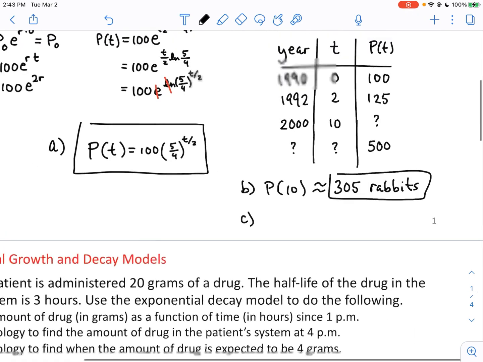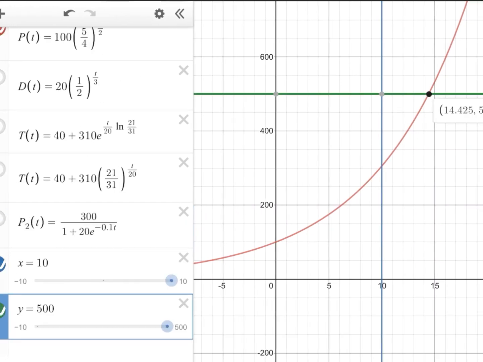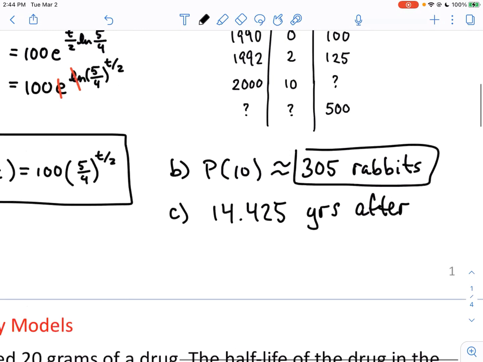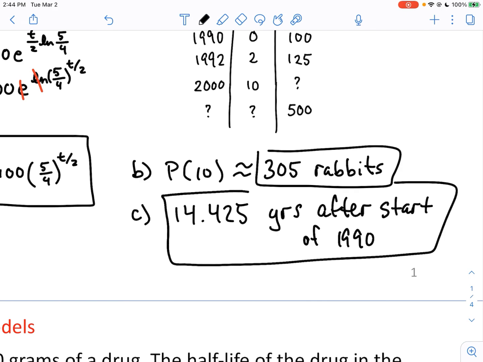Part C, if we want to know the time when the population is 500 rabbits. So let's go to our graph and make a horizontal line, y equals 500, and then look for where that intersects the population curve, and you get this 14.215 is the t-coordinate. 14.425 years after the start of 1990. And this would be an answer for part C.